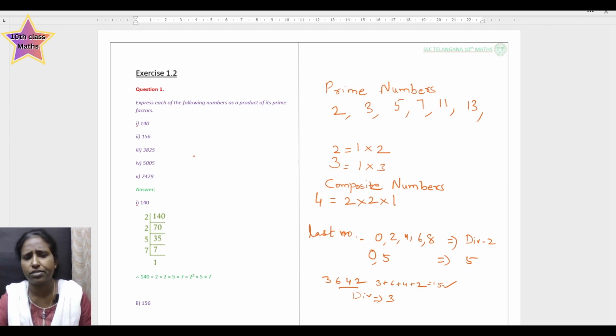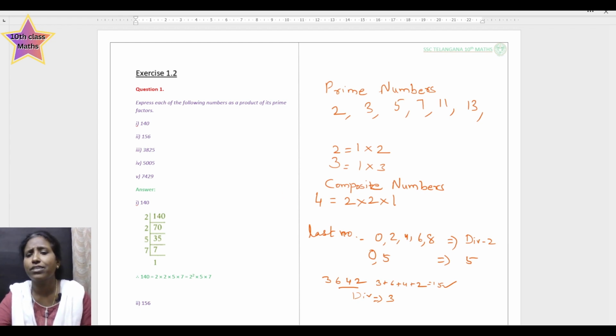Prime factors. Before we go into prime factorization, I'll give a few hints about the divisibility tests: which number is divisible by 2, which by 3, and which by 5, so that it will be easier for you to decide which one to take, rather than dividing and then coming to a conclusion. Looking at the number, you do a little checking and you will understand whether you should divide by 2, 3 or 5.